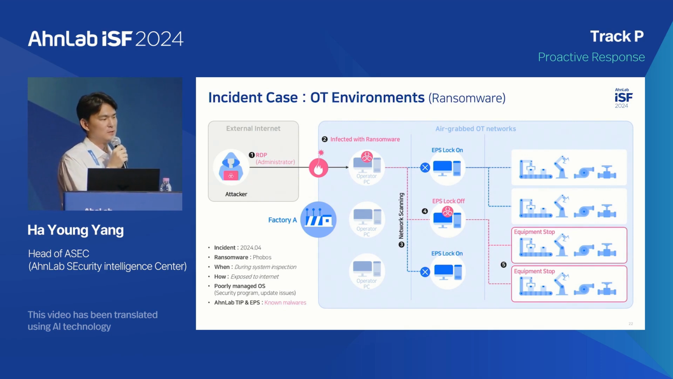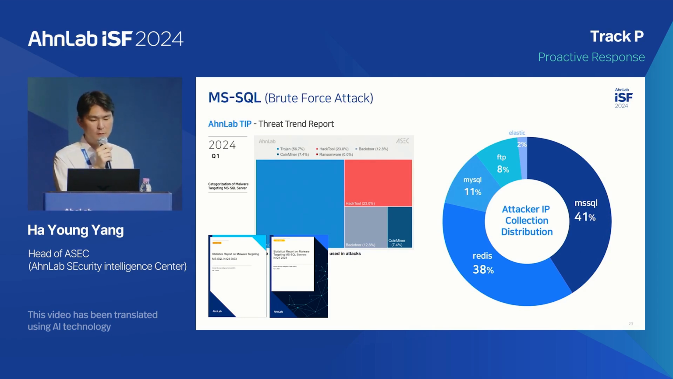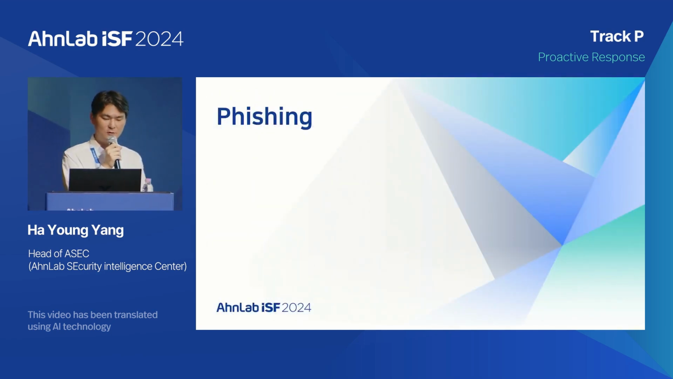And now, until now, I have talked about vulnerabilities related to VPNs and asset management solutions. In fact, vulnerability attacks using MS SQL are being conducted most actively. Since there have been so many occurrences, we provide separate reports on attacks using MS SQL vulnerabilities through AhnLab TIP on a quarterly basis. This is a case of phishing attacks, such as various types of cybersecurity threats.